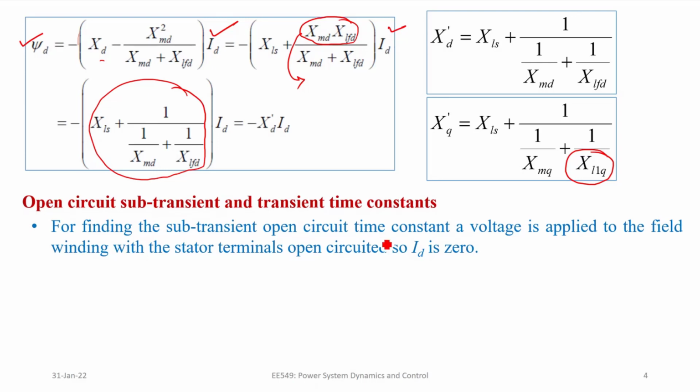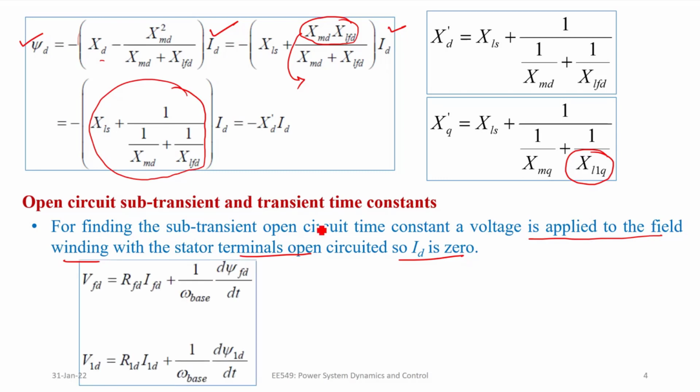In order to find this open circuit time constant, we need to open circuit the stator terminals, right? And a voltage is applied to the field winding. With the stator terminals open, ID becomes 0 in this case. So now let us write the voltage equation first.